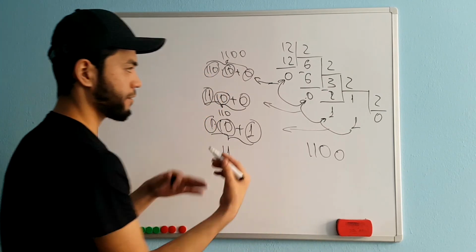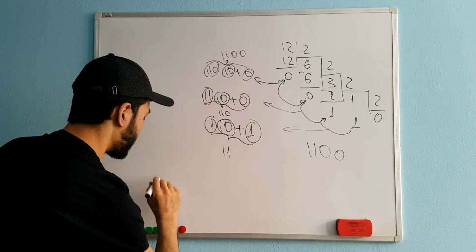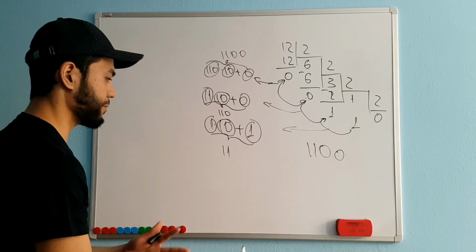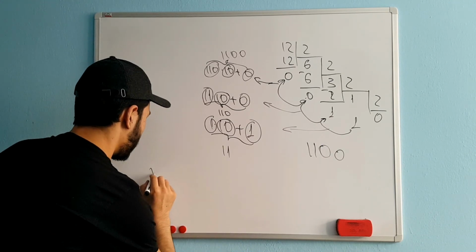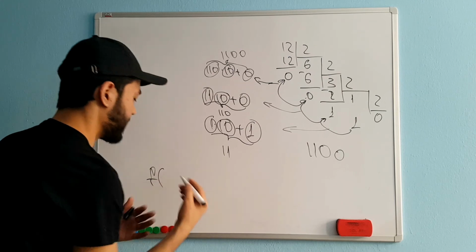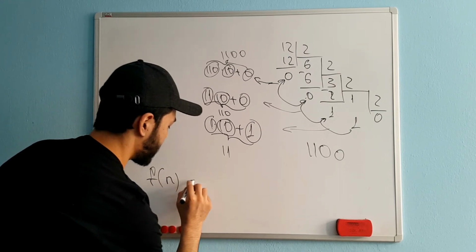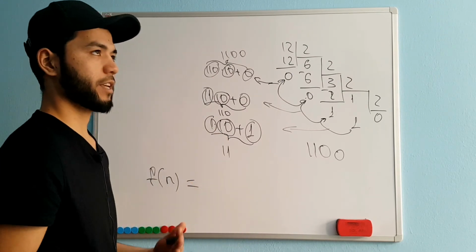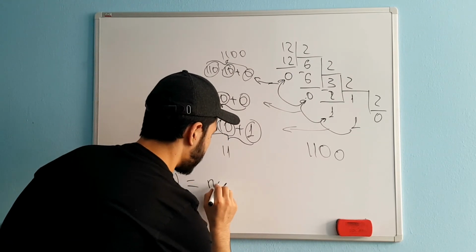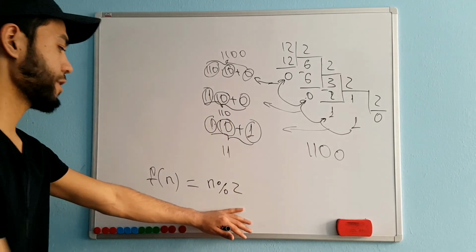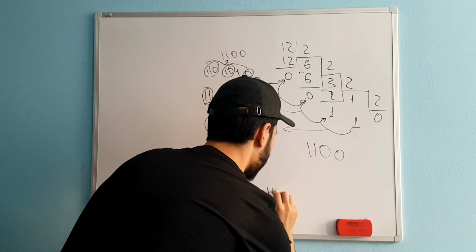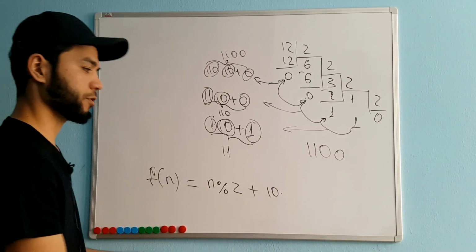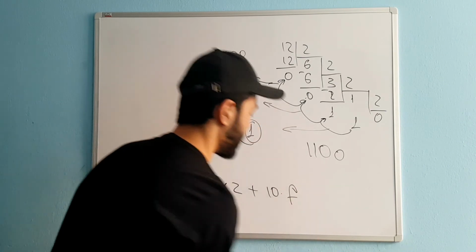From this I'm going to create a formula for converting any given positive integer number to binary. For converting any given decimal positive integer, firstly we will take the remainders. For taking the remainders we are going to use modulus, and we will add 10 multiplied by that function, which is our recursion function.